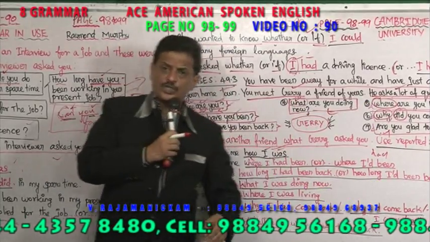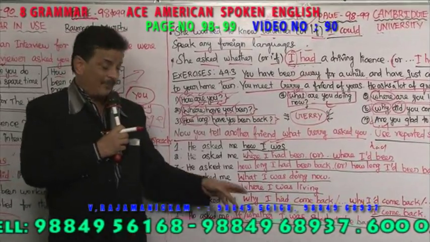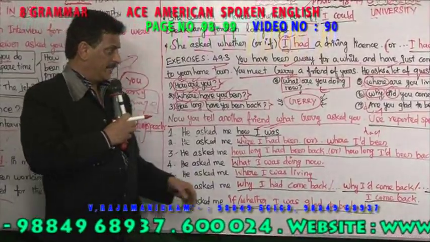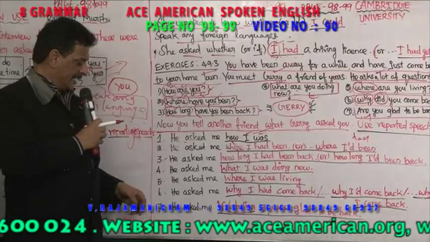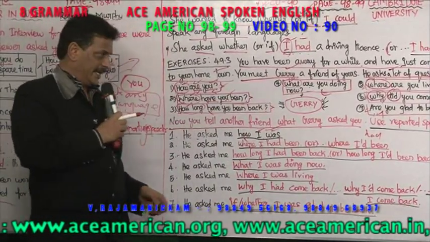Where are you living, சென்னையில் எங்கே வாழ்ந்து கொண்டிருக்கிறாய் என்று கேட்கிற பொழுது, ஐந்து, He asked me where I was living. Where are you living என்பது where I was living என்று மாறிவிடுகிறது. Why did you come back, எதற்காக திரும்பி வந்தாய் என்பது. He asked me why I had come back, ஏன் நான் திரும்பி வந்தேன் என்று.